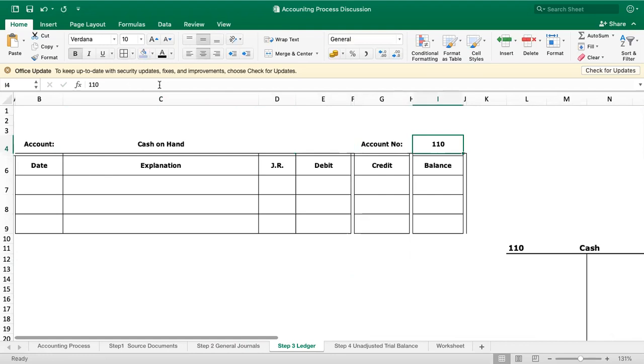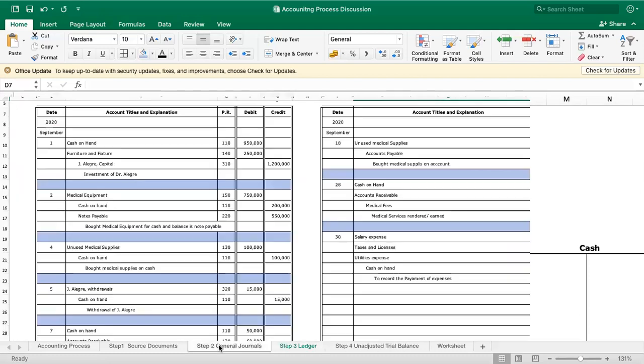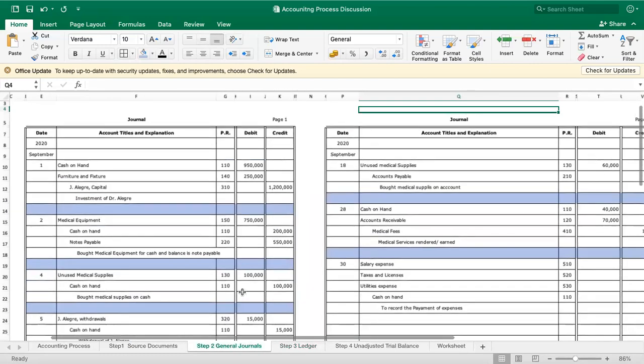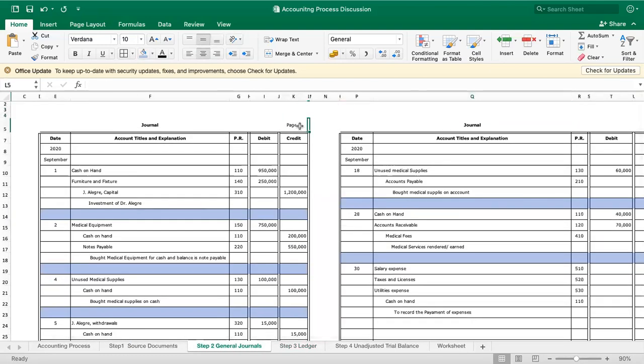The content of your general ledger: you have the date of the transaction that involves the cash on hand account. Every transaction that has a cash on hand account, either debited or credited, should be reflected here in the ledger. Also you have the explanation of what happened on that certain transaction. Then the journal reference, which refers to the page of your general journal. We have page 1 on our general journal, and you have page 1 and page 2.